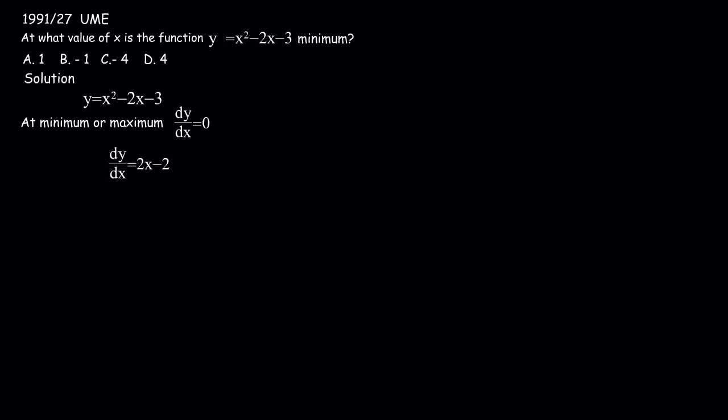So equating dy over dx to 0, 2x minus 2 will be equal to 0. Simplifying further, 2x will be equal to 2. And when we divide both sides by 2, x will be equal to 1. So the value of x when the function is minimum is 1. And our correct answer is A.